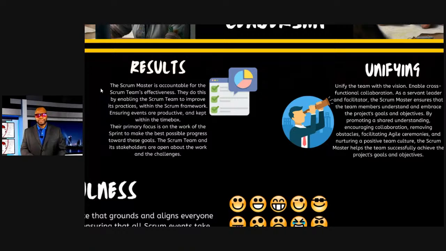That's okay. You can't have your Scrum team blowing past the 15-minute mark on the regular in your daily Scrums, going into 30 minutes. And I'm not talking about the after meeting. I'm talking about the daily Scrum has now become a status meeting. No. You got to help them be results oriented. So their primary focus is on the work of the sprint to make the best possible progress towards these goals. The Scrum team and its stakeholders are open about the work and the challenges.